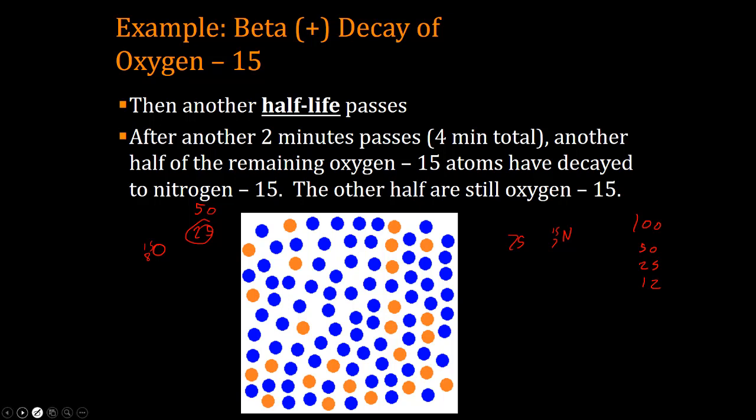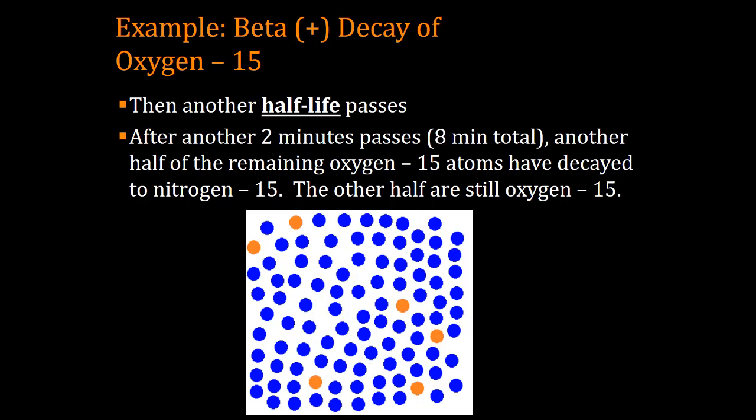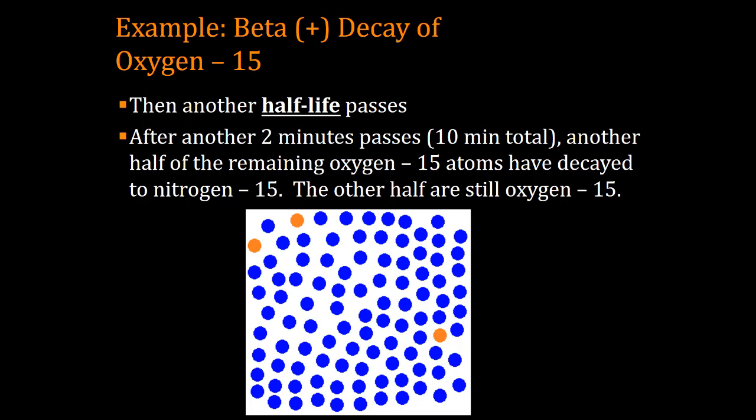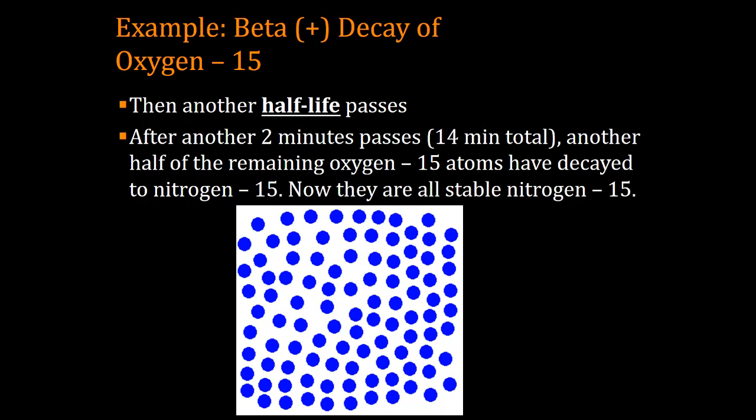So we go through another decay, and now we're down to 12 of these that have not decayed yet, and then they'll go through another half-life, right? And we're down to 6 of these. Then we're going to go through another half-life. So every 2 minutes we cut what's left in half, and so now we're down to 3, and 2 minutes later we're down to 1, and finally it'll all become stable nitrogen-15.